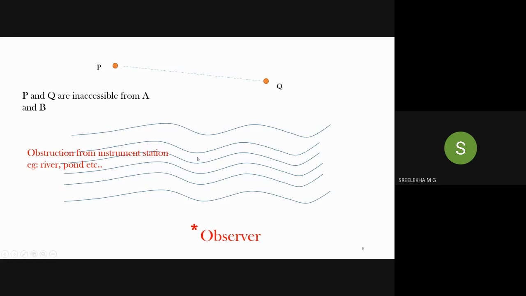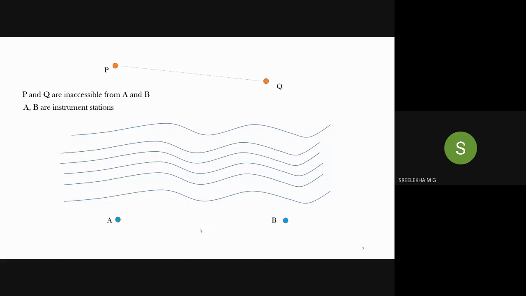But here, because of the obstruction, you'll have to use two instrument stations. That's why I have written here that P and Q are inaccessible from two points A and B. So for the observers, two station points are required, A and B, as shown here. This is the obstruction. This is the distance PQ you have to measure, the distance between the two inaccessible points P and Q. And two station points A and B you have to select on your side. These are the two theodolite stations.